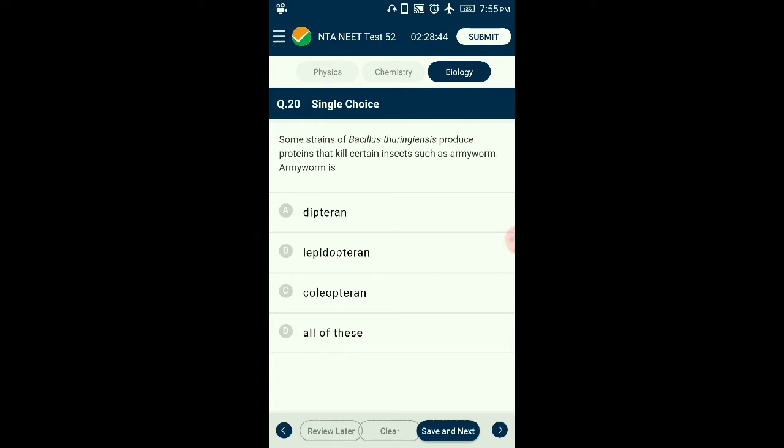Lepidopterans are insects that have scales that cover the body and wings. Coleopterans are insects that have a sheath-like covering on the body. Dipterans are insects that have two pairs of wings. So the answer for this question is option B, Lepidopteran.